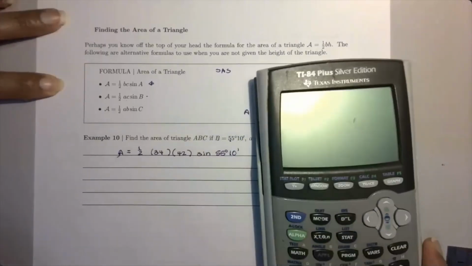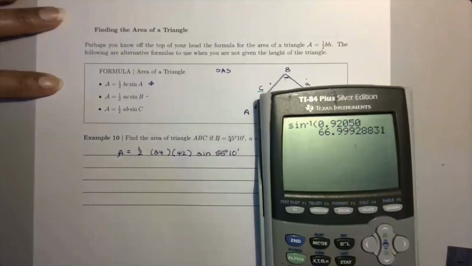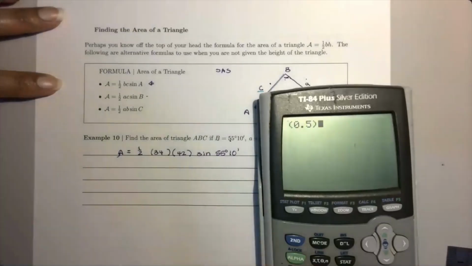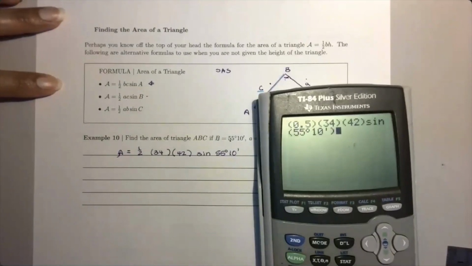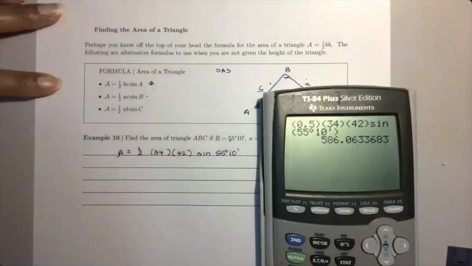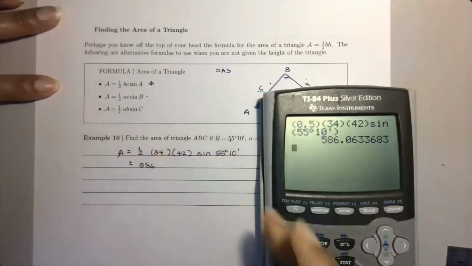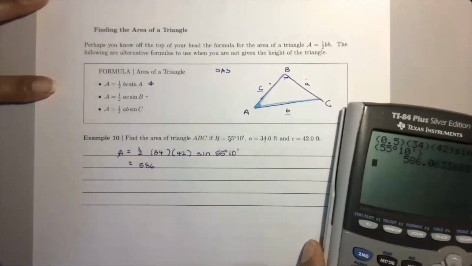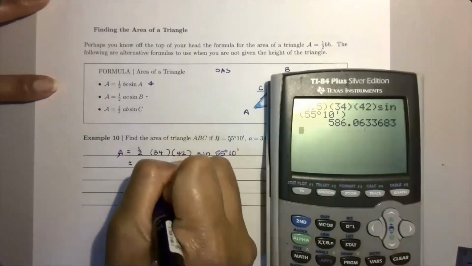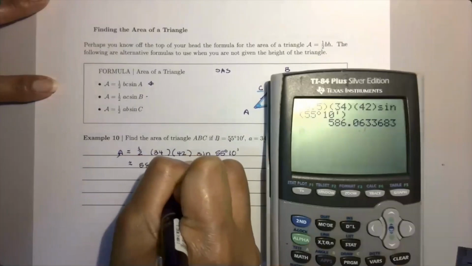So we'll go ahead and punch it into our calculator. We've got 0.5 for the 1/2 times 34 times 42 times sine of 55 degrees, 10 minutes. That results in an answer of approximately 586. We're going to be rounding to the nearest tenth of a square foot, so that would be about 586.1 square feet.